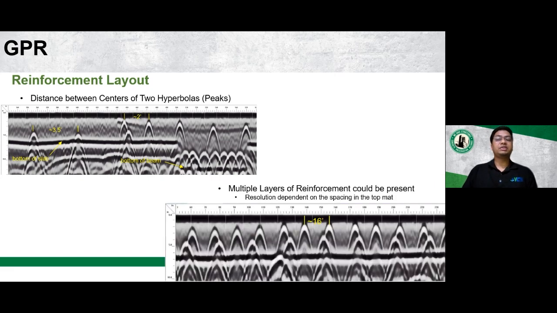GPR can also detect the presence of multiple layers of reinforcement. However, the visibility of the deeper mat of the rebar depends on the rebar spacing of the top mat. What I mean by that is if the reinforcement in the top mat is tightly spaced, or the rebar is placed very close to each other, then that might affect the visibility of the second layer of rebar. In such situations, taking a scan from a different side of the structure or another angle might be of some merit. I'll go over one such example in subsequent slides.